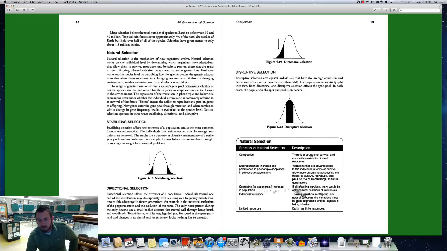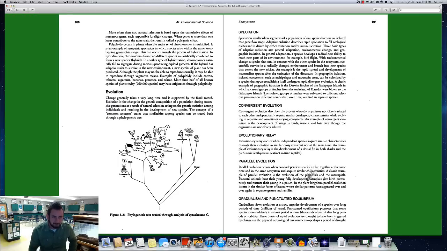Individual variations: there is variation in offspring. For natural selection, the variation must be gene expressed and be capable of being inherited. So that's what drives those mutations or individual variations; genes need to be expressed so that they can be used when the environment changes. And also limiting resources. Earth has a finite number of resources, so all of those things play a role in natural selection.